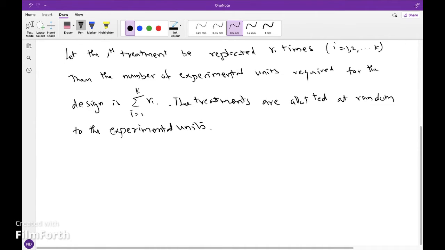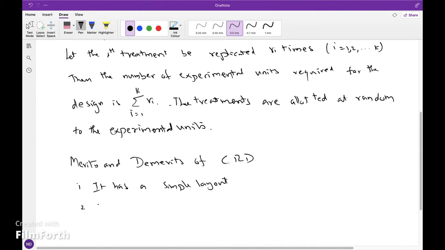Merits and demerits of completely randomized design, that is CRD. One, it has a simple layout. Two, the analysis of the design is simple, as in one-way classification of analysis of variance.